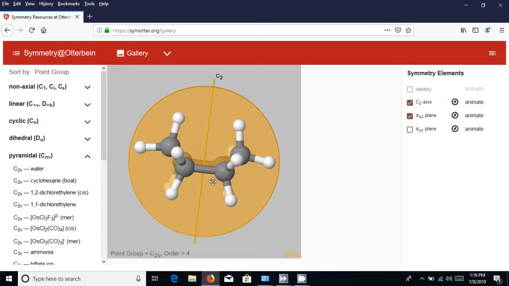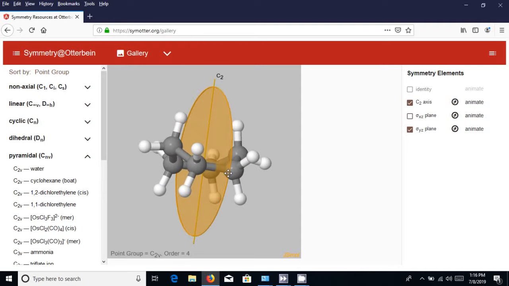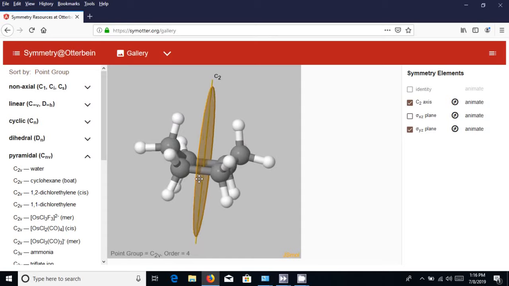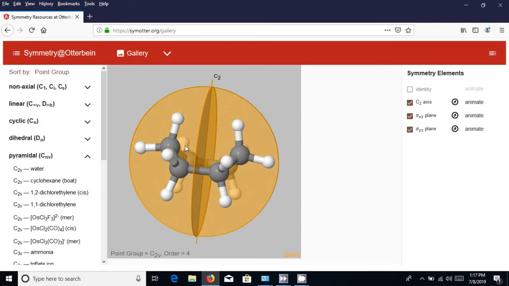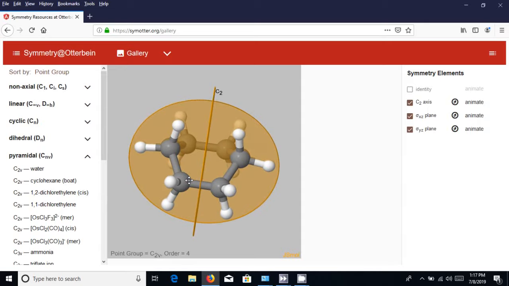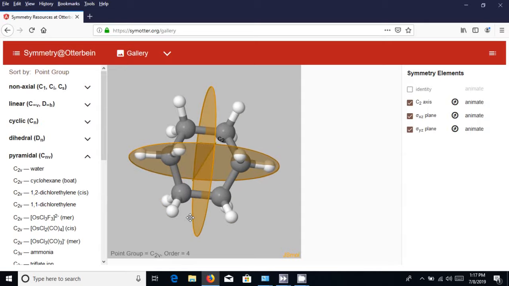So this is one, and if I remove this XZ plane and put in the next sigma plane, then you can find one more plane, which is bisecting the boat through the bonds this time, through these horizontal bonds. And this plane is also parallel to the C2 axis, so it's a vertical plane. If I show you all the symmetry elements, this is how you can see your cyclohexane boat. Now moving to the next example.